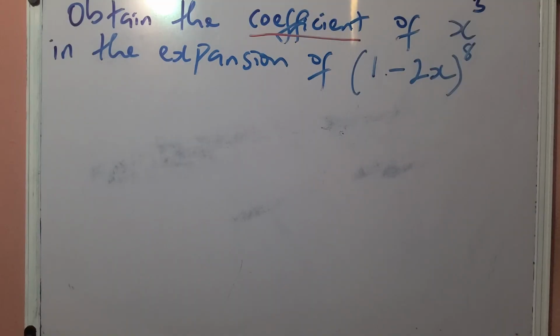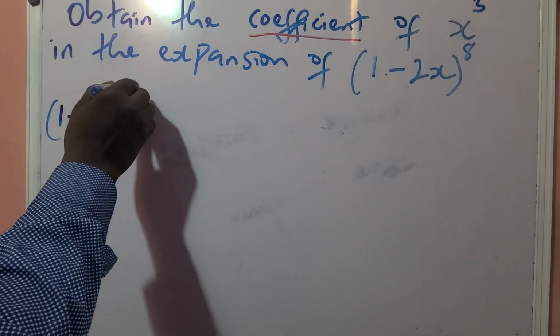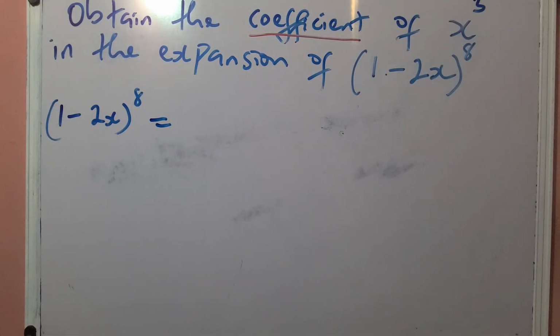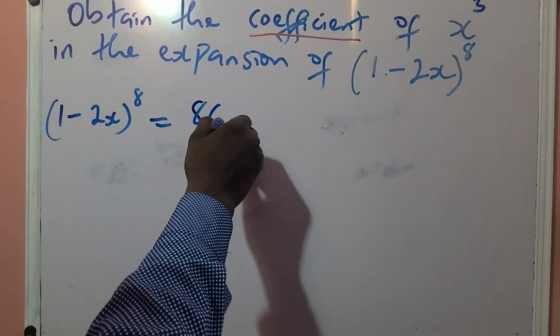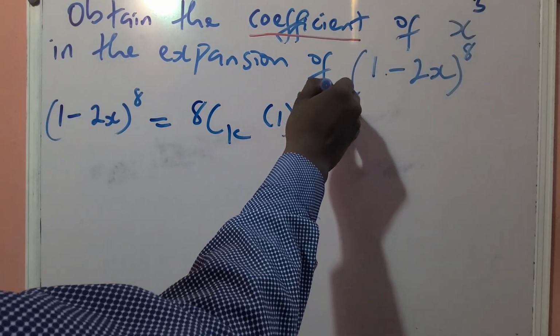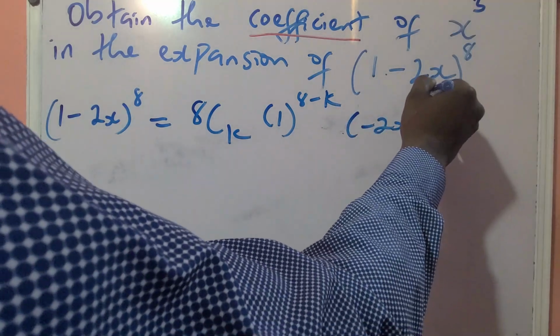All right, so looking at this example, the same process, you're given 1 minus 2x raised to the power 8, and you're trying to find the coefficient of x raised to the power 3. So the very first process, as I've said in the previous examples, is you would act like you're going to expand this completely, and that will be following this process. And this is generally the theorem of binomial expansion.